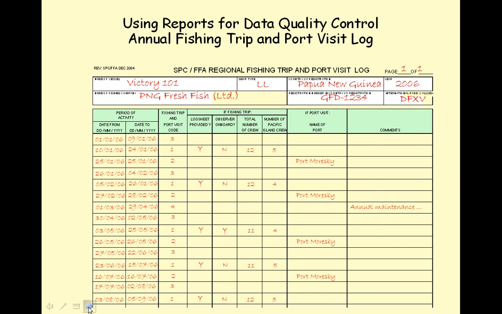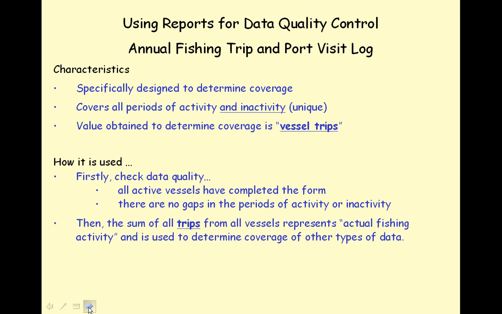First, let's look at the annual fishing trip and port visit log. This is the best source of data to use, as the data collection form has been specifically designed to determine coverage. It covers all periods of activity and inactivity, and the value obtained to determine vessel coverage is vessel trips. You should check that all licensed vessels have completed the forms for a calendar year and that there are no gaps in the periods of activity or inactivity.